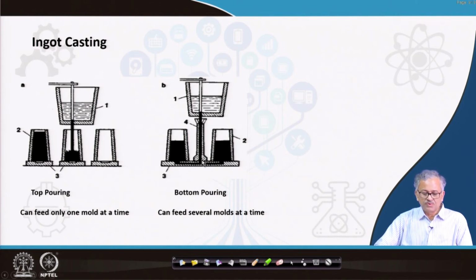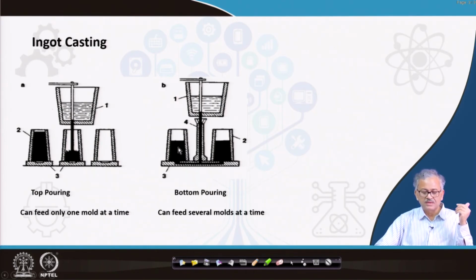In the case of bottom pouring, those two problems are avoided. First of all, the liquid is fed from the bottom. As it is fed from the bottom, the surface remains very tranquil, and so the interaction with the atmosphere is not high. So the steel will be much cleaner.